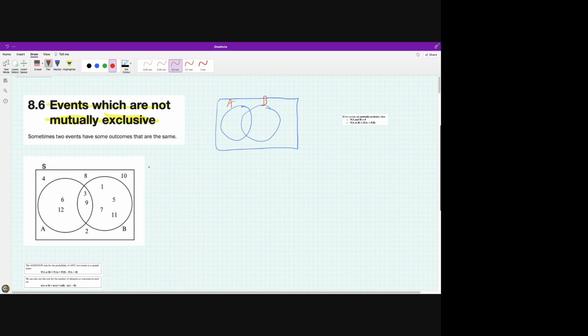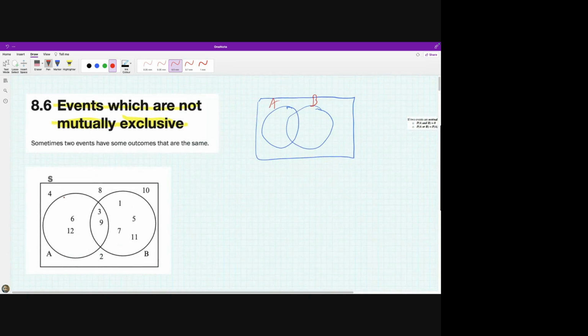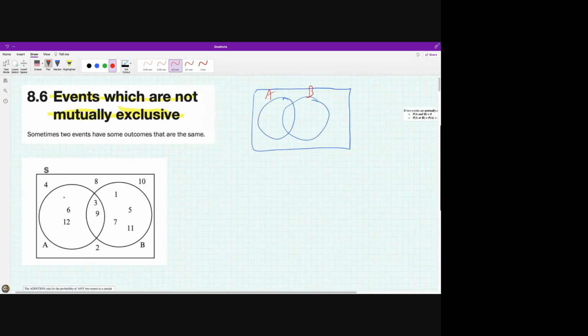Put your answers in the chat, or I'd love to hear your voice if you are willing to share which outcomes are in the event A and the event B. Who can light up my life and give me the answer? Mateo, Simumkele, Tandiwe, I like what I'm seeing.